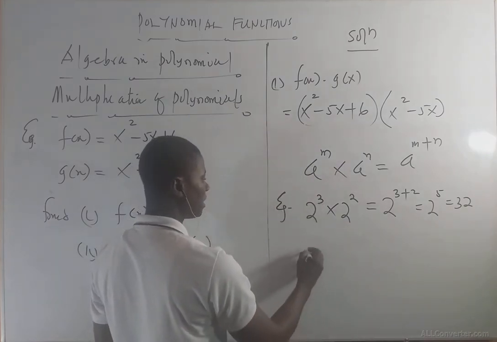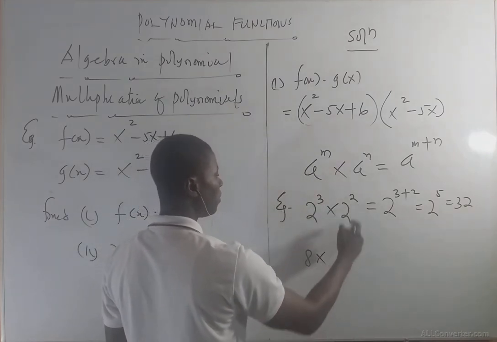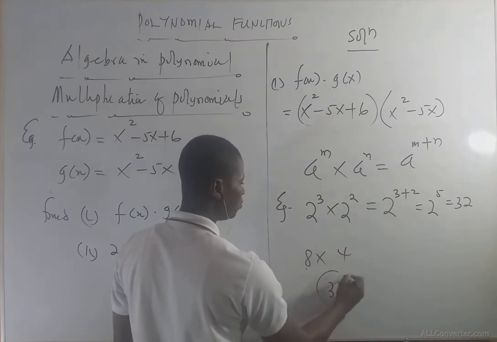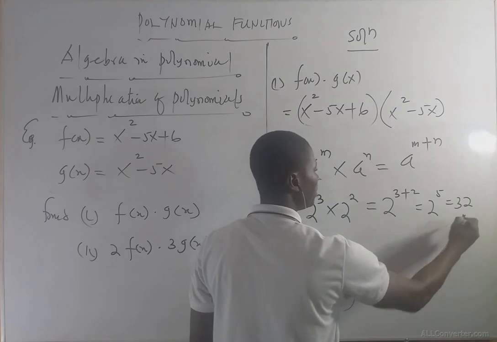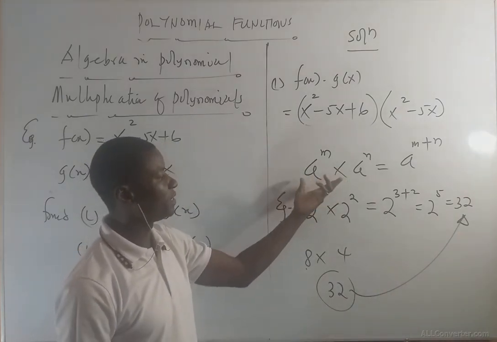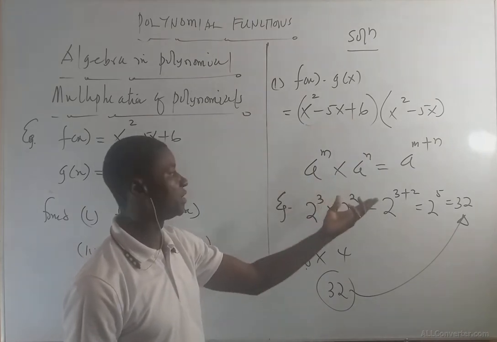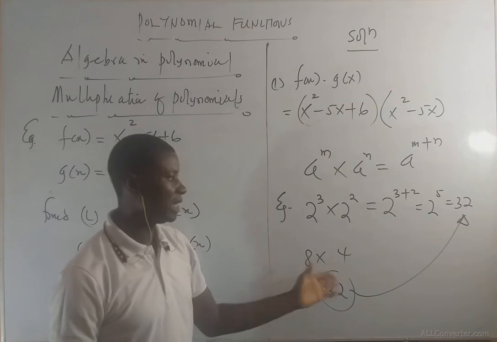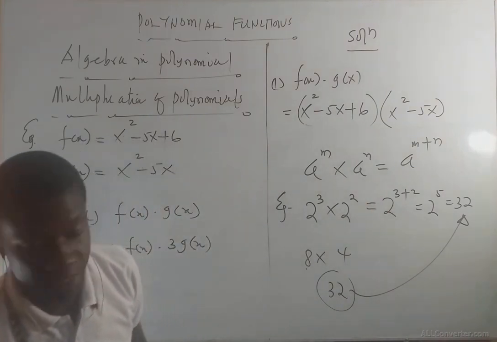2 raised to the power 3 is 8 here. 2 raised to the power 2 is 4 here. When you multiply 8 by 4, you are getting 32. And this is the same as what we had here. And that is what we are talking about. So if you have numbers or variables of the same base multiplying, according to the law of indices, when you keep one of the bases constant, then you can add the exponents together. And that's exactly what we are seeing here.